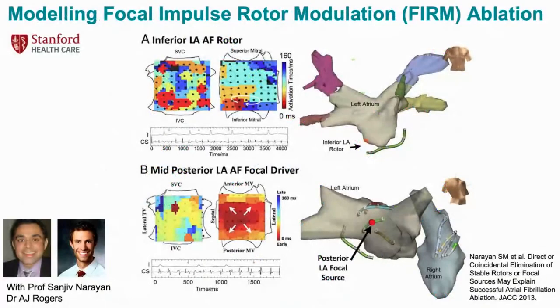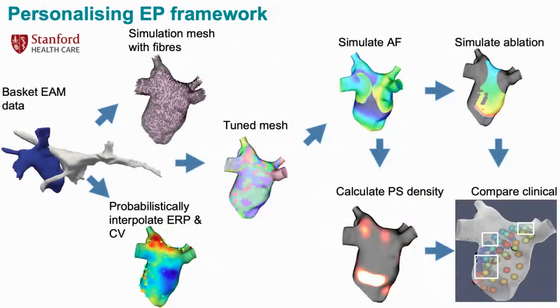So one of the big challenges is how do we validate our modelling pipeline? That's because we often don't actually know where areas of re-entry are. For this, we're working with Sanjeev Narayan at Stanford, and he has a really large data set of basket data. So you've got global recordings, and this can give us measures of the conduction velocity, of where the electrical re-entries may be, and the properties during AF.